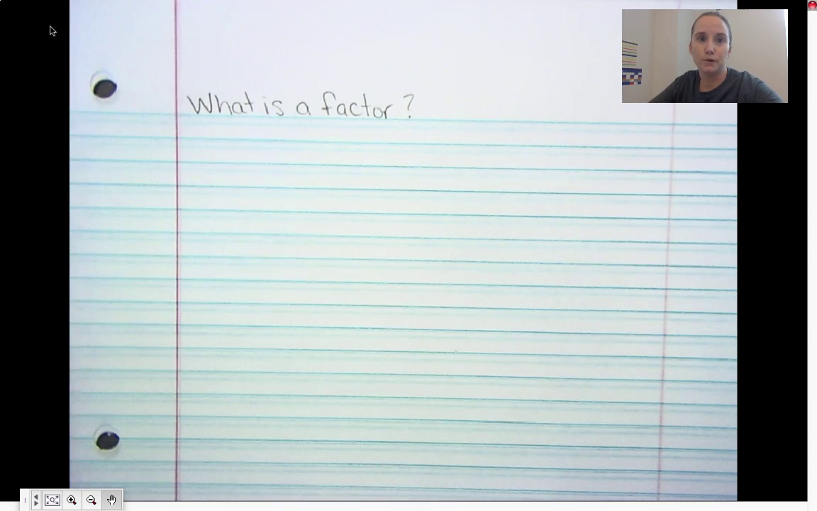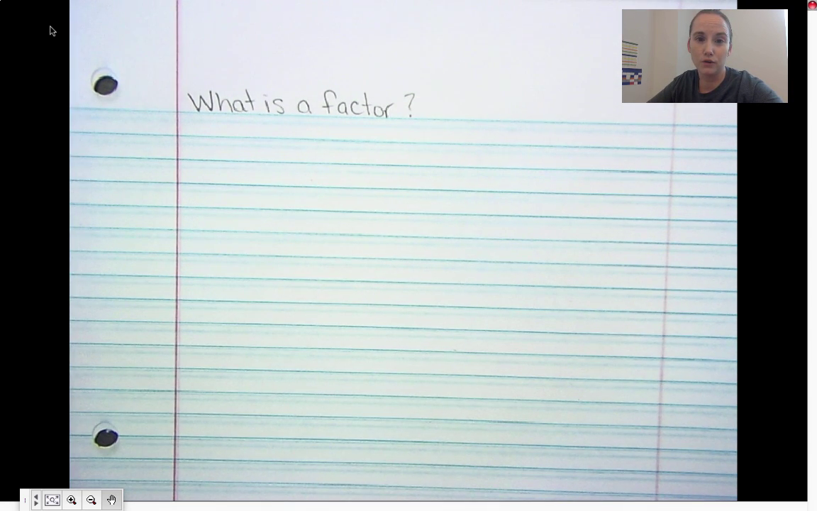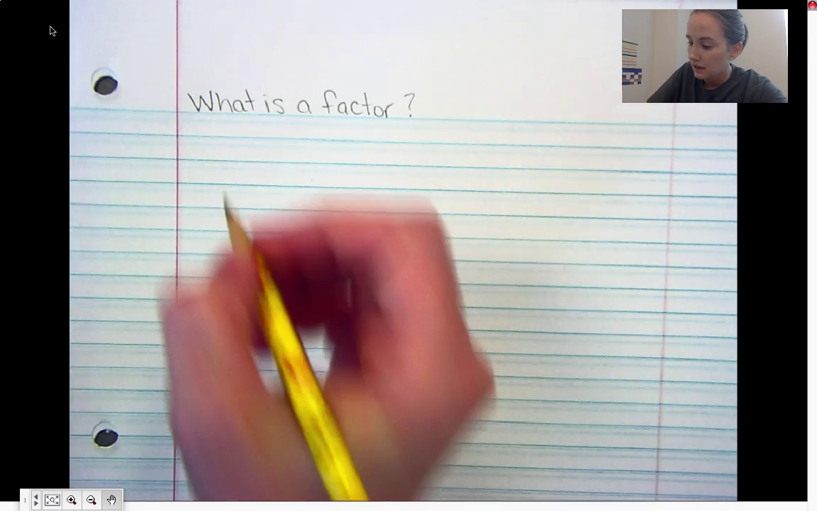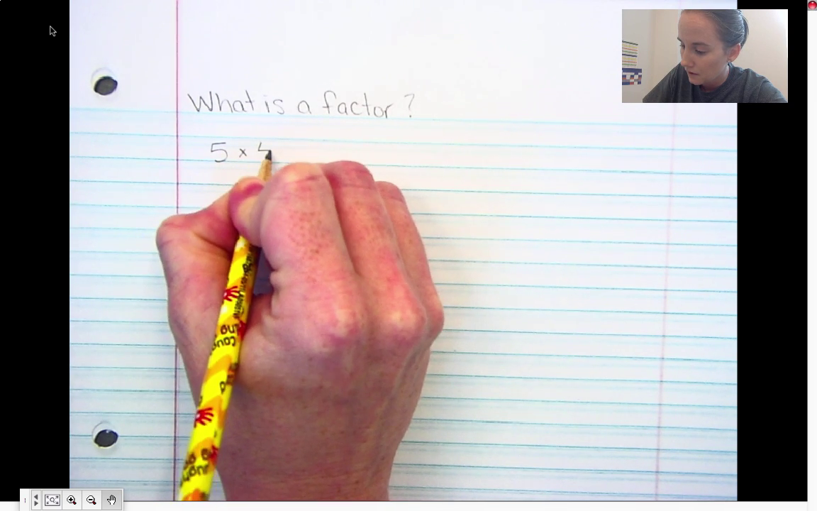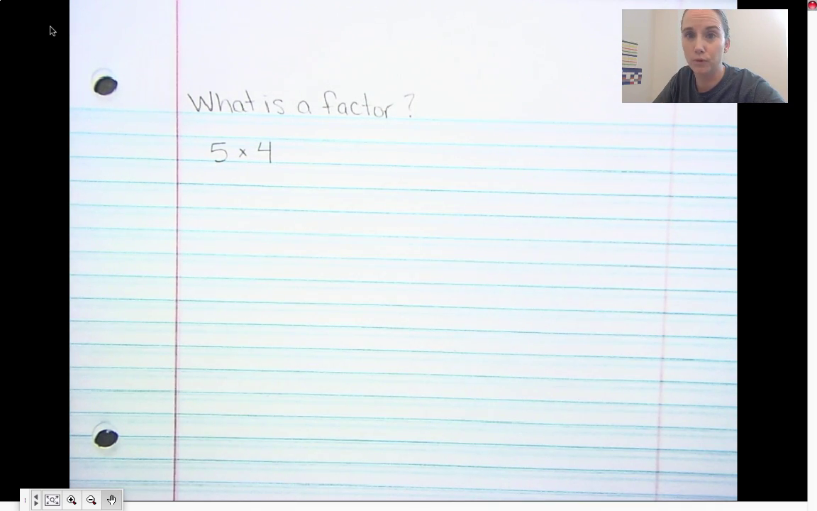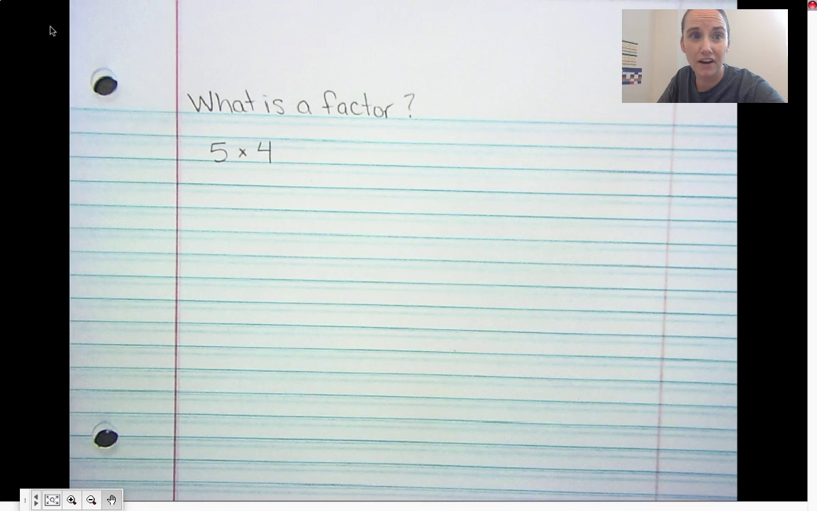In this video, you'll learn what a factor is and how to find the greatest or highest common factor. Numbers that are multiplied together are called factors. For example, five times 4. In this expression, 5 and 4 are both factors. Most of the time, you'll have a number to start with and you'll have to break it down into factors.